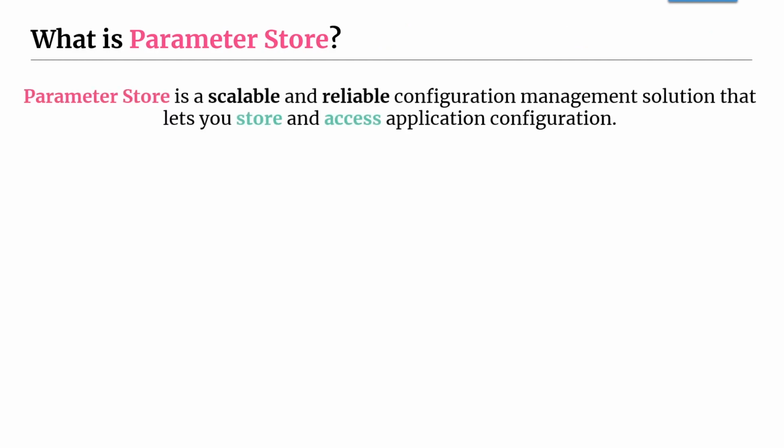So first of all, what is AWS Parameter Store? At the highest level, Parameter Store is a scalable and reliable configuration management solution that lets you store and access application configuration on AWS. Back in the day, a lot of us that were building applications would simply include our application configuration alongside our deployment package. And then whenever our service started up, it would just read off that content and it was good to go.